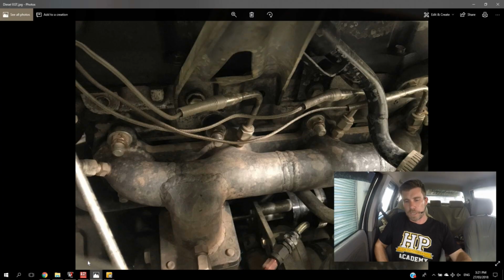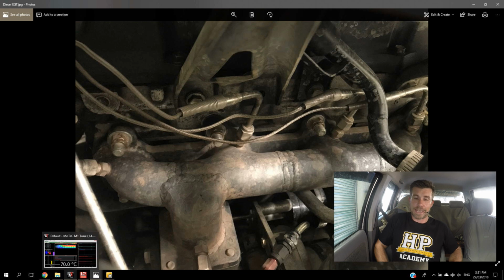So let me just grab a photo here. If we can just jump across to my laptop screen for the moment. So this is the installation we have on our Toyota Hilux with the 3-litre 4-cylinder 1KD diesel engine. And this is a shot I just took of the exhaust manifold. And we have individual cylinder EGT on this particular application. So here we've got one of our exhaust gas temperature sensors.